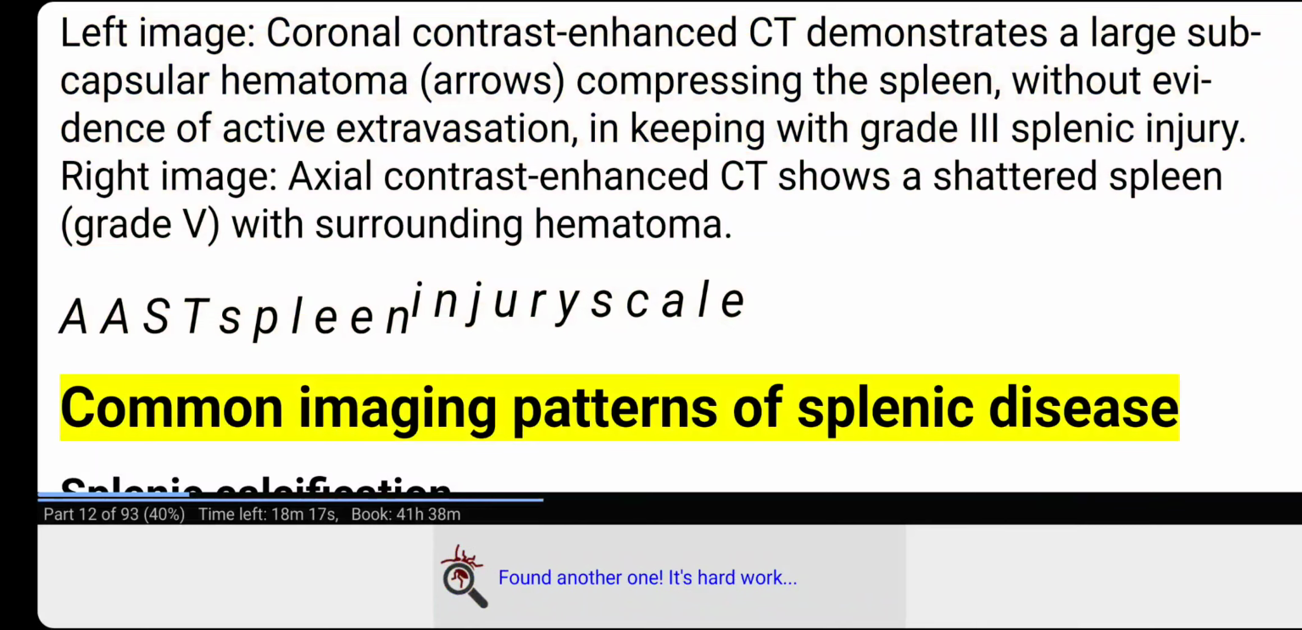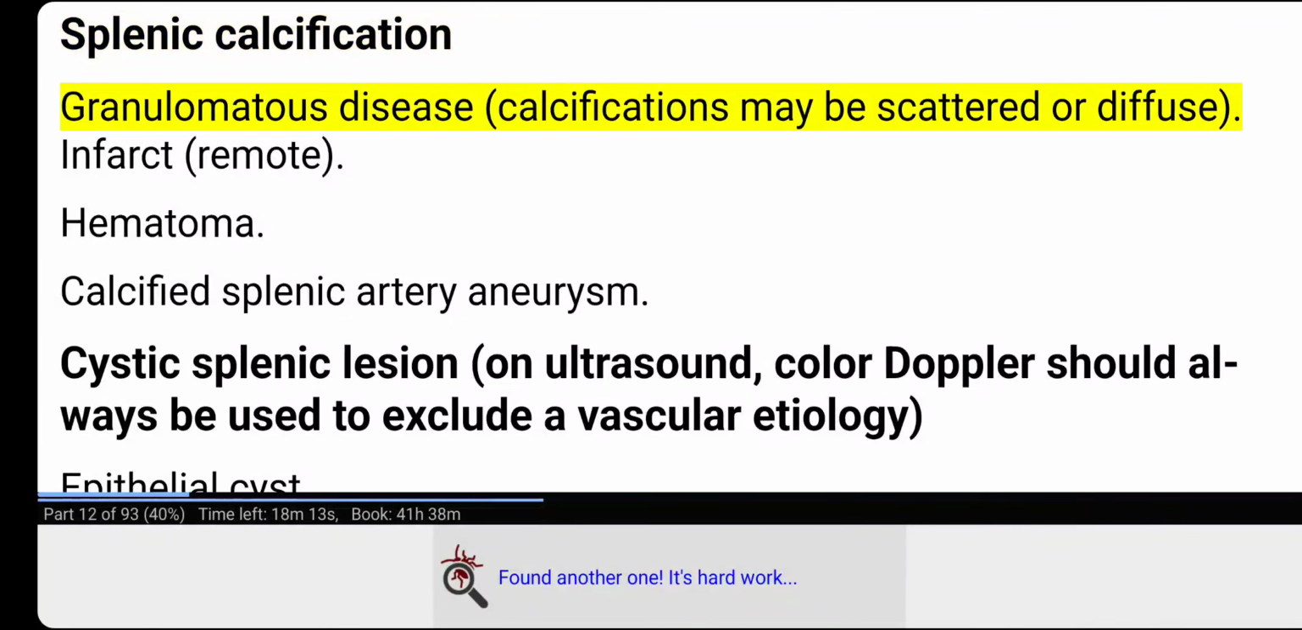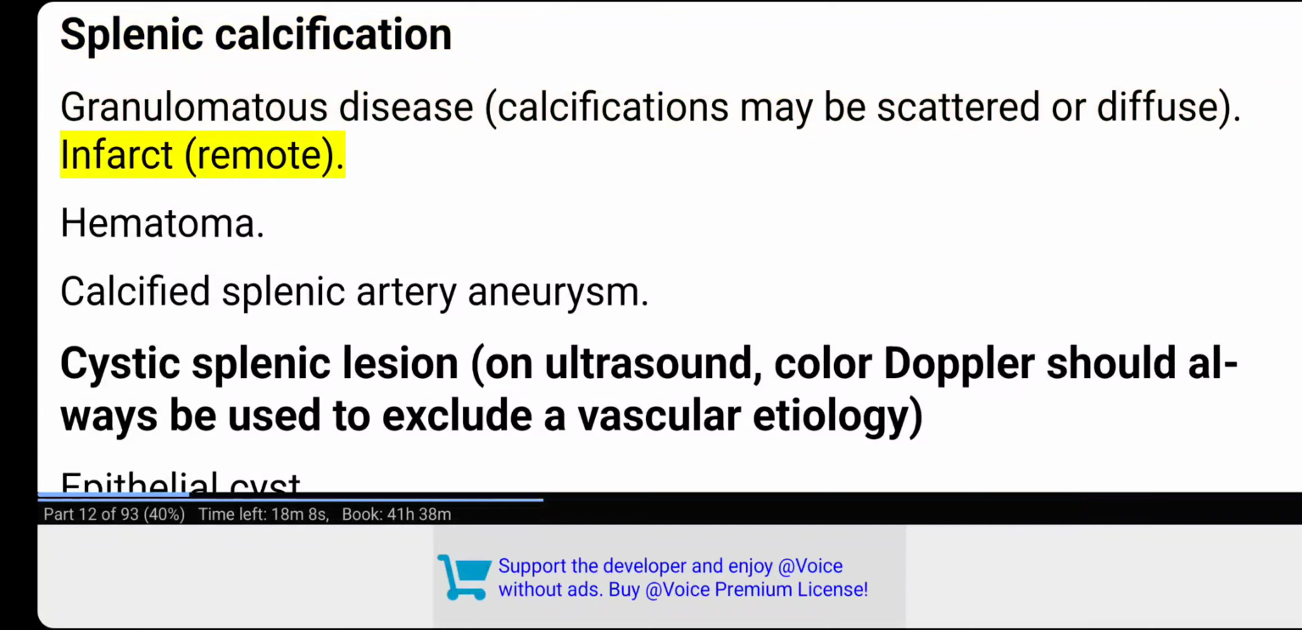AAST Spleen Injury Scale. Common imaging patterns of splenic disease. Splenic calcification: granulomatous disease, calcifications may be scattered or diffuse. Infarct, remote. Hematoma. Calcified splenic artery aneurysm.